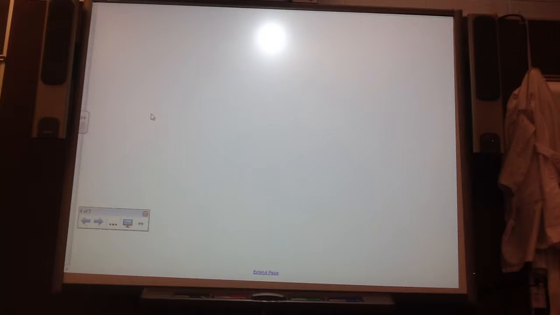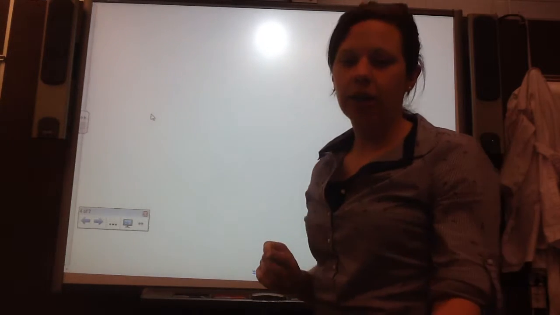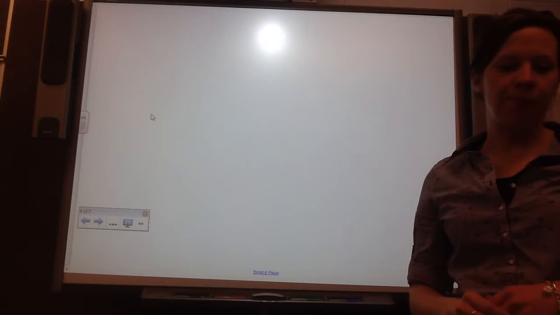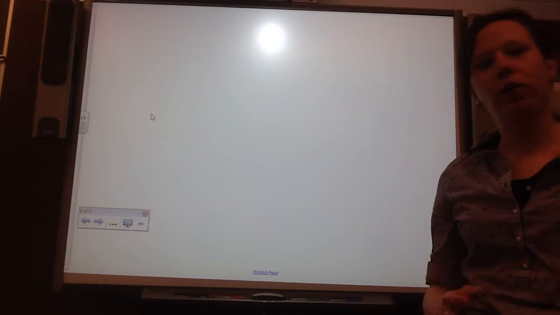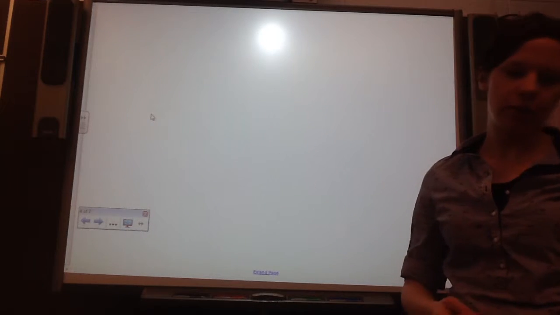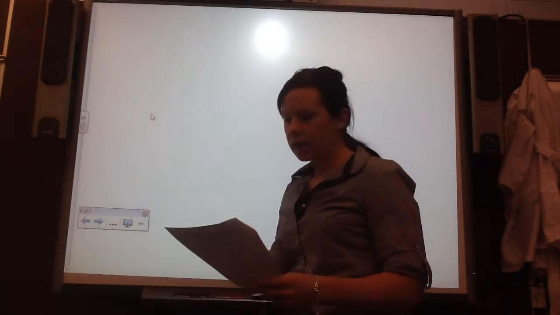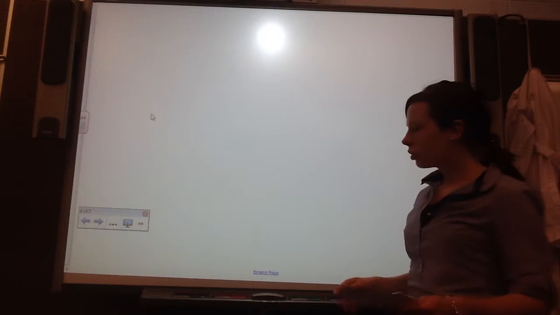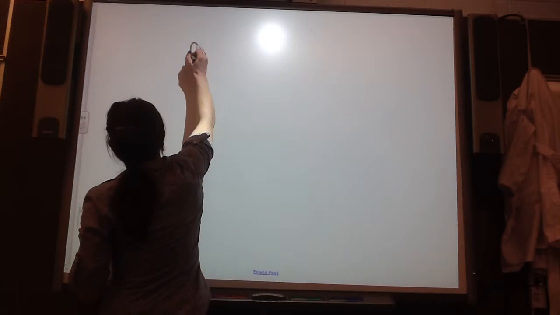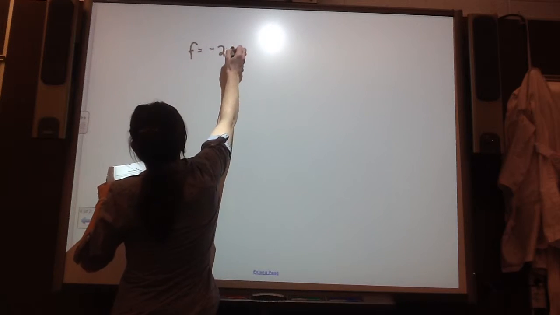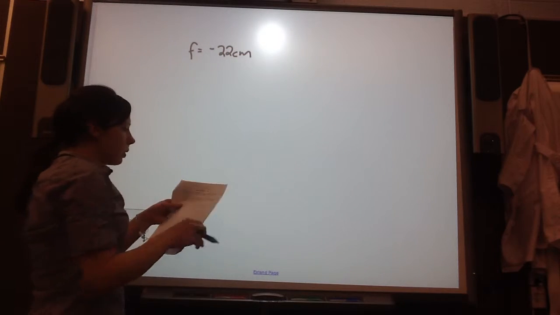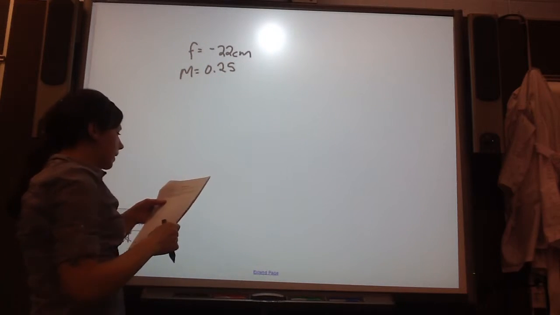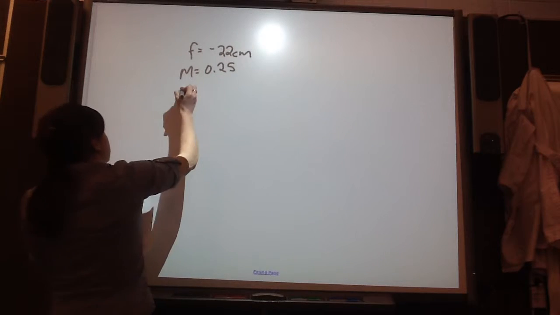Okay, then the next thing I want to do is answer Hayden's question about practice problem number 2 at the end of your lenses notes. I'd like to go through that practice problem since I didn't take the time to do it the other day. It says a concave lens has a focal length of 22 centimeters. Since it's a concave lens, we know that f needs to be negative 22 centimeters, and we're told that the magnification is 0.25. Then it says calculate the distance from the lens at which the image will be projected, so that's di.